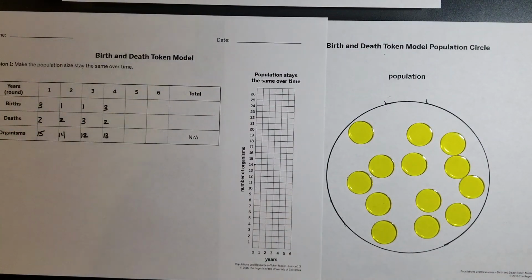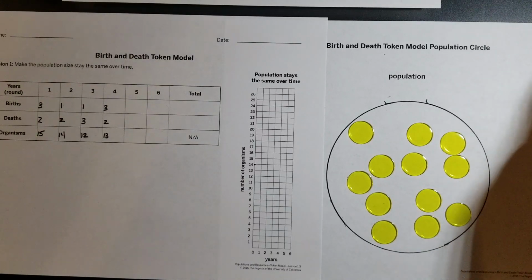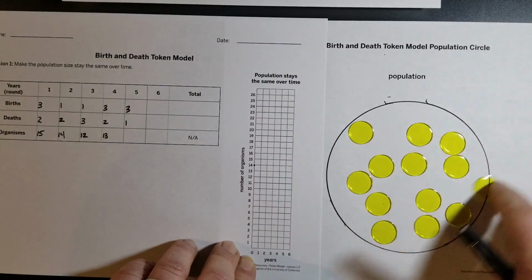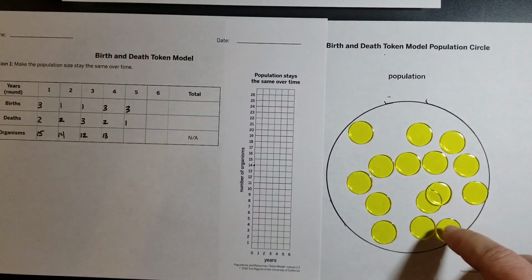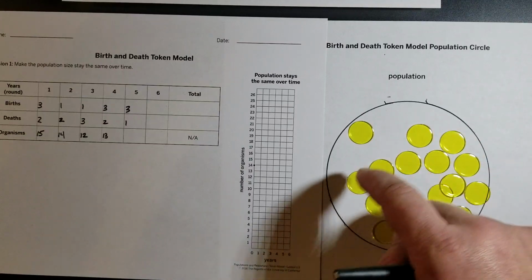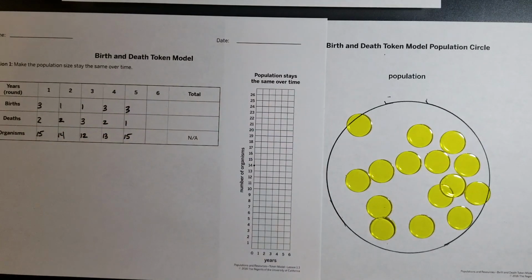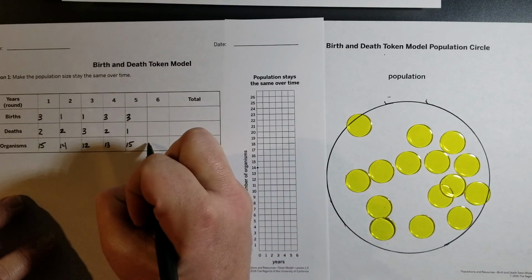Okie dokie. Year 5 sees 1 death, but it sees 3 births. So we're going to bring in 1, 2, 3 to our population. Now we have 15 in our population. And now here's the year that's critical, right? Because we were told for mission 1, we have to keep our population the same size over time. So we know our ending number needs to be what we started with, which was 14 organisms.